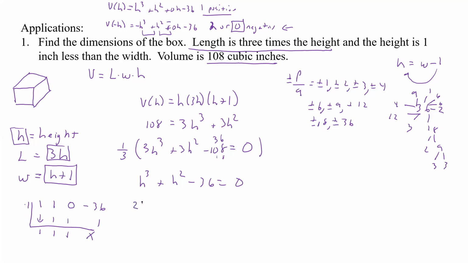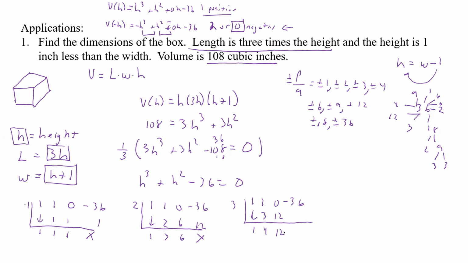How about a 2? 1, 1, 0, negative 36. So we have 1, that's 2, that's 3, that's 6, that's 6, that's 12. That doesn't work either. All right, then we have 3. 1, 1, 0, negative 36. 1. That's 3. That's 4. That's 12. That's 12. That's 36. That's 0. Yay, we found one.